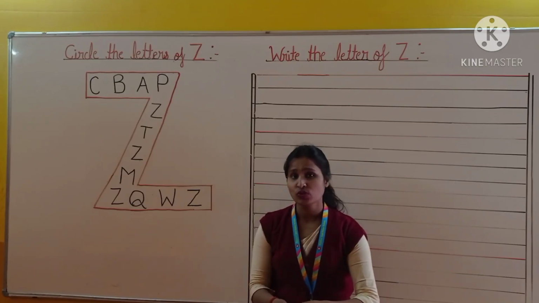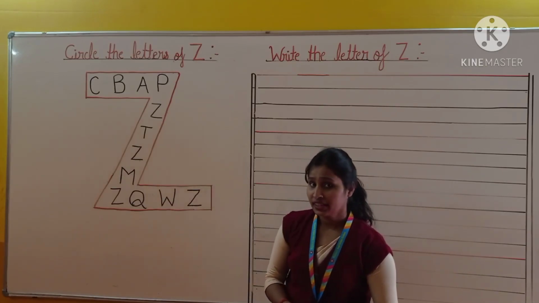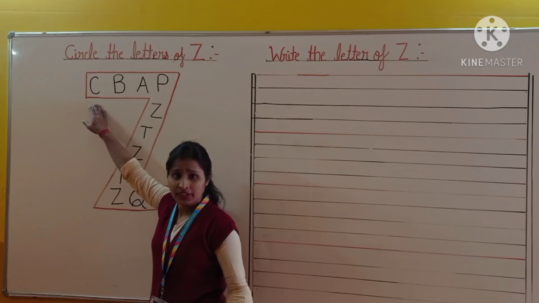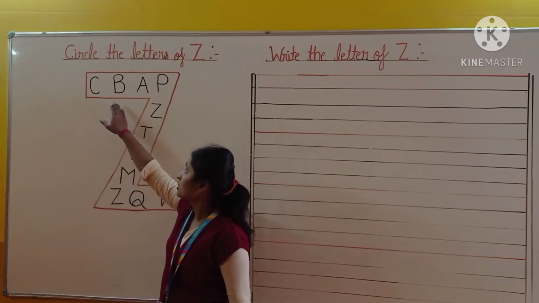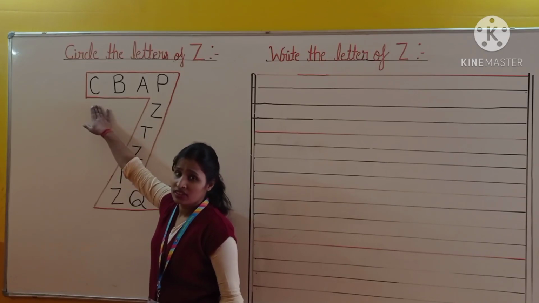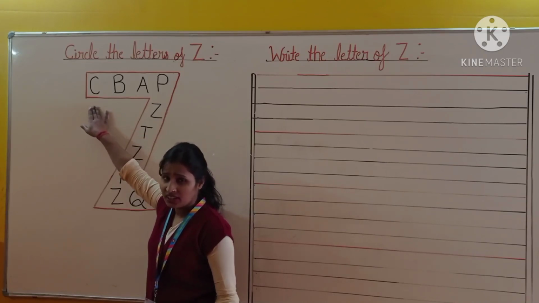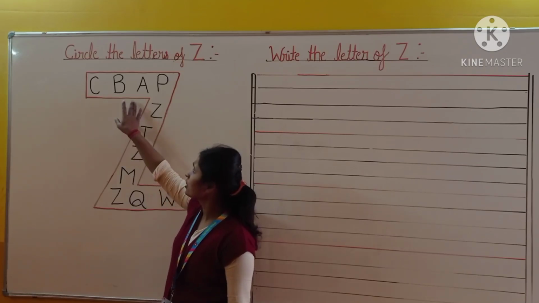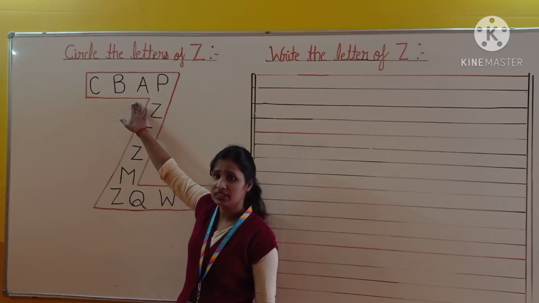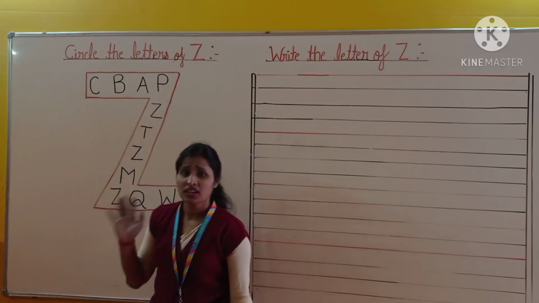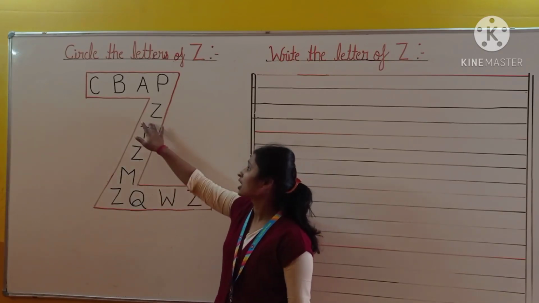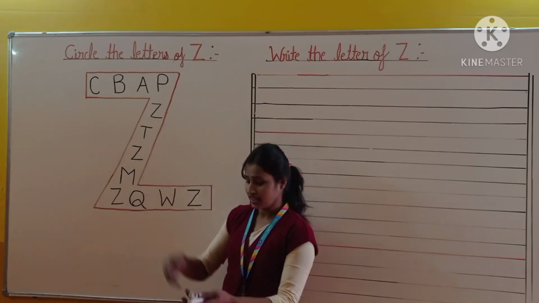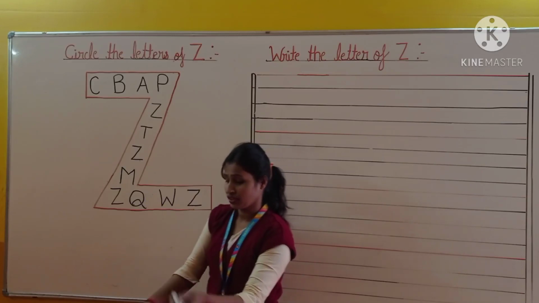Okay students, so let's find the letter Z. Okay, this letter, circle it? No. Which letter? C. No. B. Circle this letter? No. A. Circle this letter? No. P. Circle this letter? No. J. Circle this letter? Yes, you're right. Circle the letter of J.